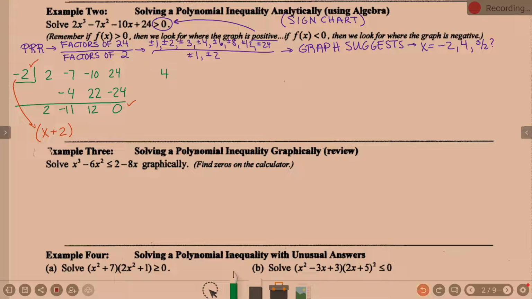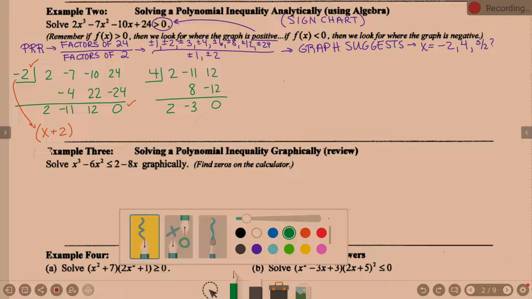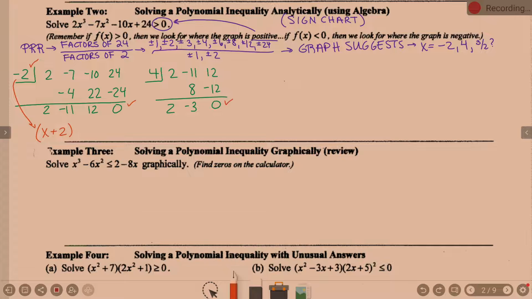Yeah, we're going to use our new set of numbers. So I'm going to use 2, -11, and 12. Drop the 2. 4 times 2 is 8. -11 plus 8 is -3. 4 times -3 is -12. 12 plus -12 is 0. So, remainder of 0. That means 4 works.